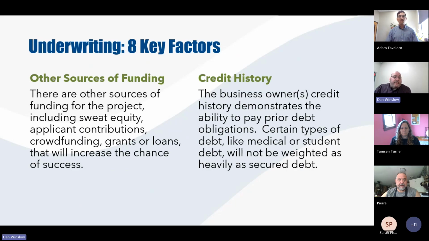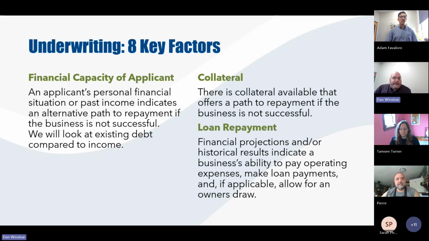So other key factors are other sources of funding. Is there any other sources of funding for the project besides VCLF? That could be sweat equity from the owner. That could be owner contributions, crowdfunding, grants, other loans, just other people funding the project to increase its chances of success. Credit history. The business owner's personal credit history demonstrates an ability to pay prior debt obligations. Certain types of debt, like medical debt in particular, and also student debt, won't weigh as heavily as other like secured debt, like an auto loan or something. Just in our experience, medical debt in particular doesn't have as much relevance with whether someone can run a business successfully.